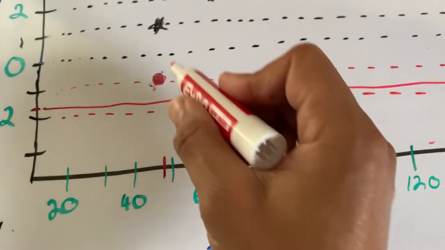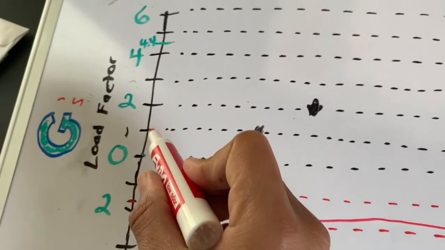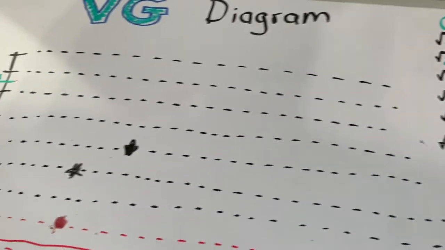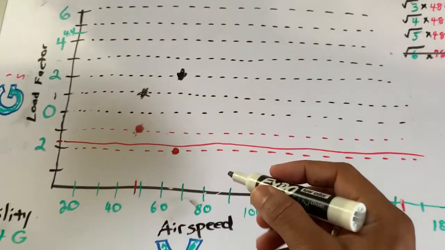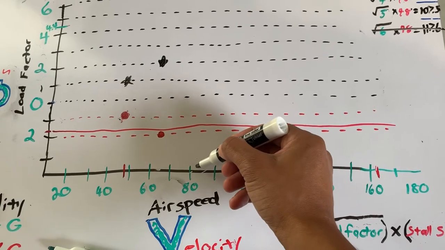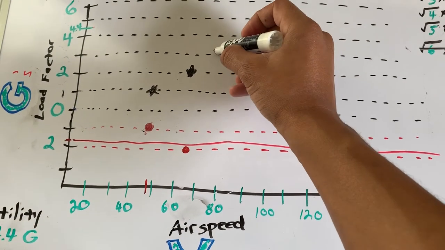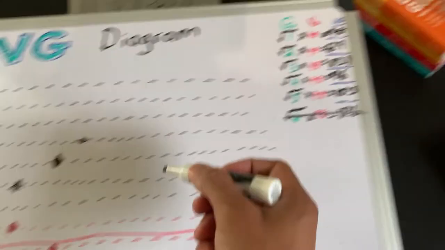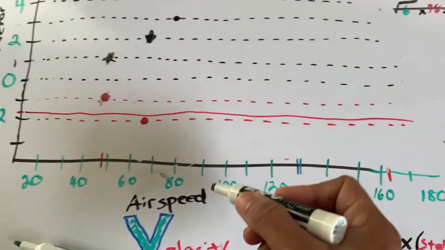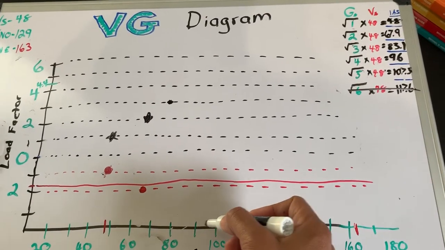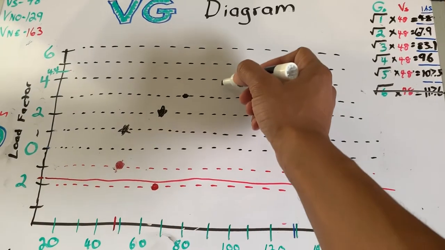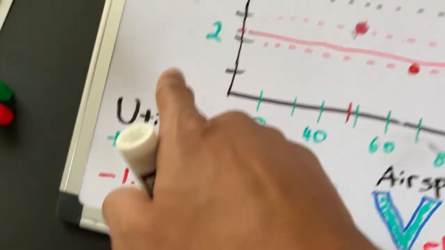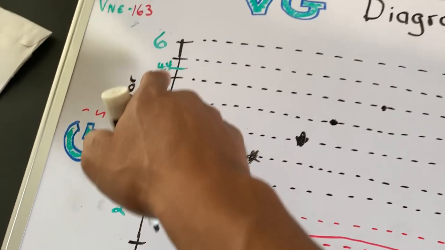So that's that. Now we're going to keep on going up. Next is going to be 3. The square root of 3 times 48 is 83.1. Let me get back my black marker. So 83.1, 80, here's 90, 83.1. We're going to go up to 3. I'm pretty sure you're getting the point by now. It's very, very simple. And 4: the square root of 4 times 48 is 96. 96 is going to be right around here, and we're going to go up to 4 right here. Could we stop there? Well, we might as well keep on going, because our limitation is 4.4 G's. We only did 4, so we might as well go up 1 to 5.